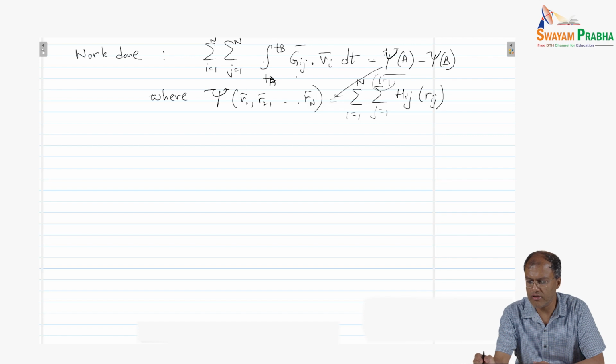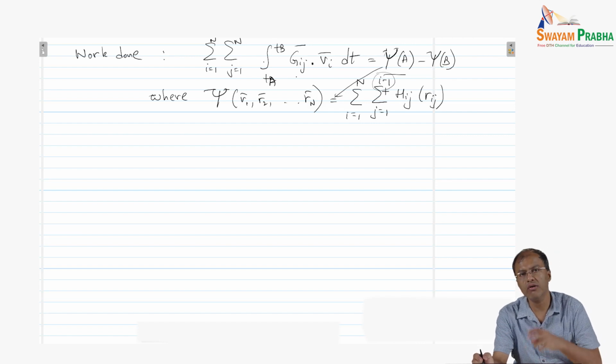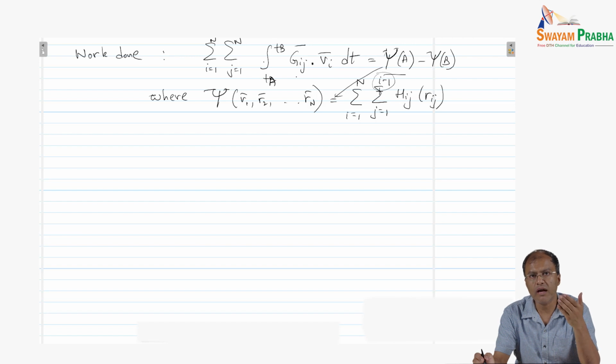Notice that the sum is no longer from 1 to n, but from 1 to i minus 1, because the remaining ones are going to be obliterated due to Newton's third law. The values of Hij will vanish, they are going to cancel. So we have to remove the overcounting terms that I mentioned at the beginning of my discussion.